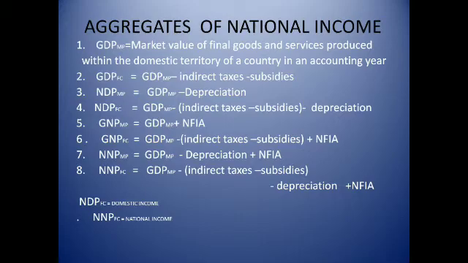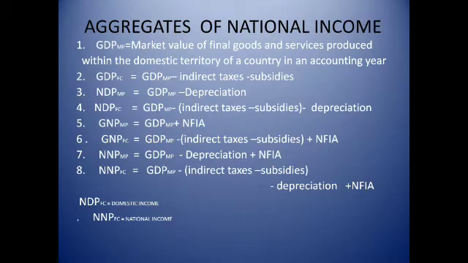The fourth aggregate is NDPfc. NDPfc means domestic income. So net domestic product at factor cost is calculated as GDPmp minus indirect taxes minus subsidies, this is kept in brackets, minus depreciation. Here indirect taxes minus subsidies means NIT, net indirect taxes. So the formula is GDP at market price minus net indirect taxes minus depreciation.